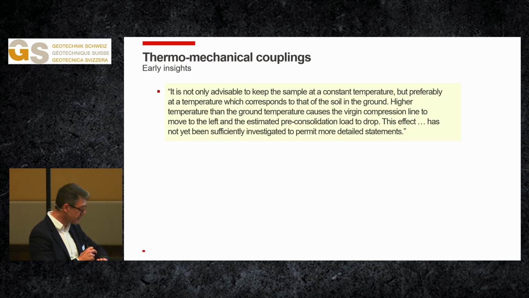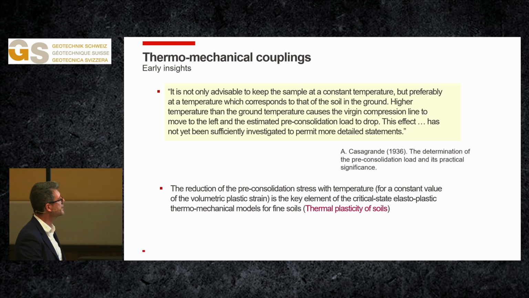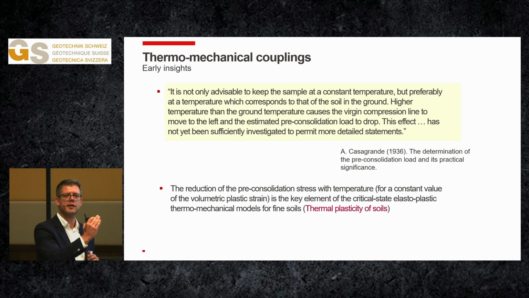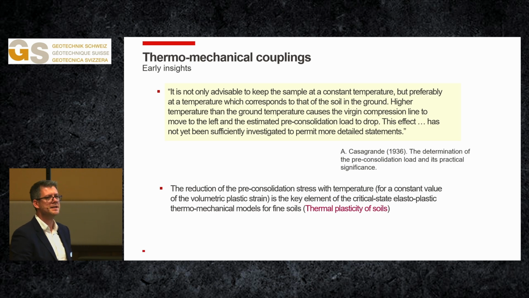I would like to mention here, probably I'll take 30 seconds, that the fact that thermoplasticity is a very important phenomenon was already detected by Casagrande in 36 when he was explaining how to get the preconsolidation stress. He was advising that if you test the material at a temperature which is higher than the one of the ground, the virgin compression line moves to the left. So it means that you are decreasing your preconsolidation stress. And this very early insight is at the basis of our common understanding of thermoplasticity.